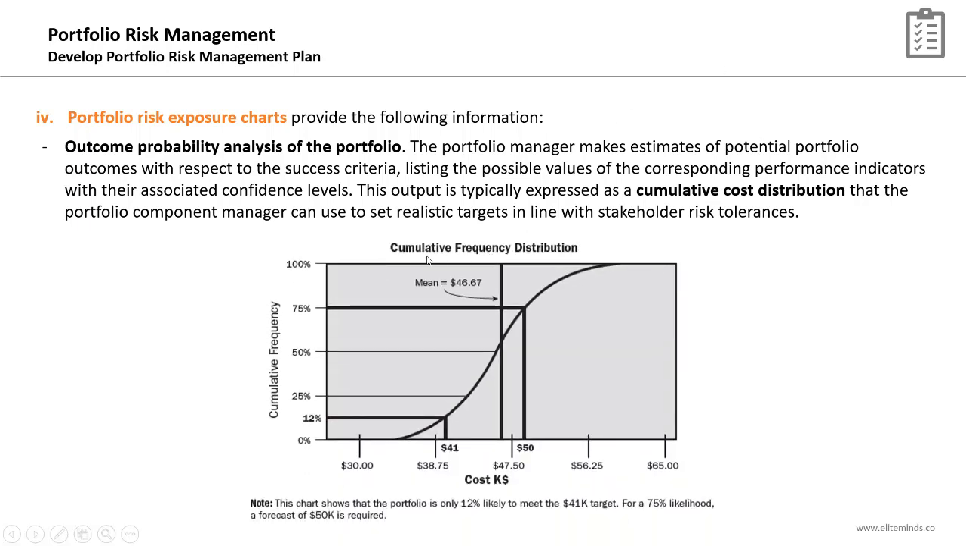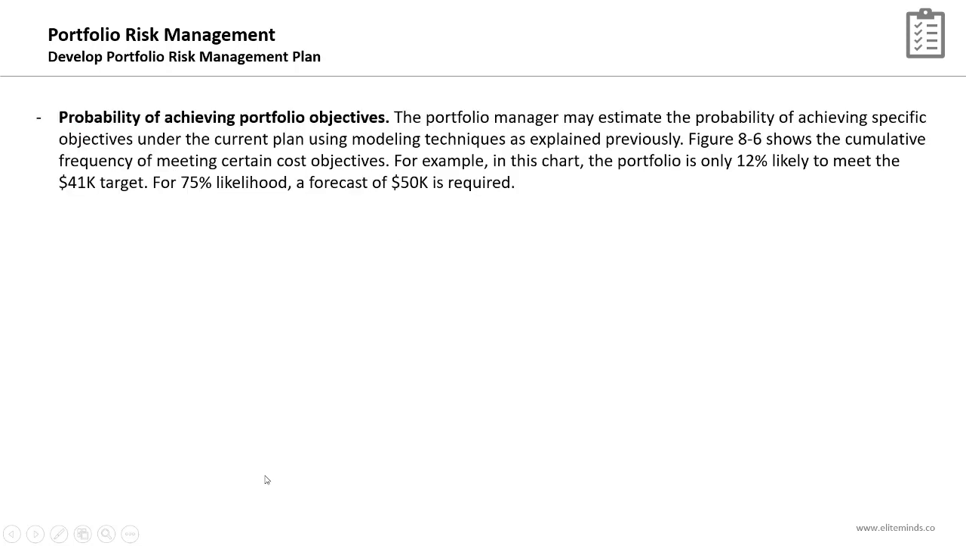And here is an example of the cumulative frequency distribution conducted for the portfolio budget, showing an S-curve showing the confidence level here and the expected portfolio budget on the horizontal axis. Another piece of information that can be shown on such charts is the probability of achieving specific portfolio objectives. Like the example I just showed you, the portfolio manager may estimate the probability of achieving specific objectives under the current plan using modeling techniques as explained previously.